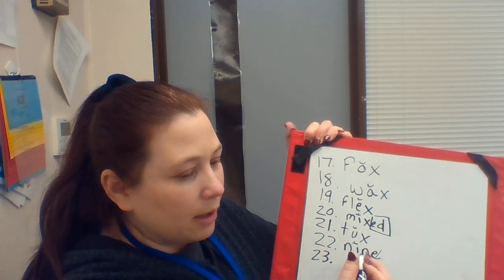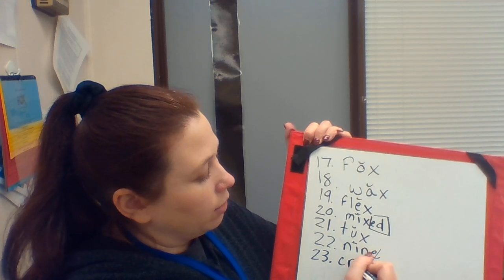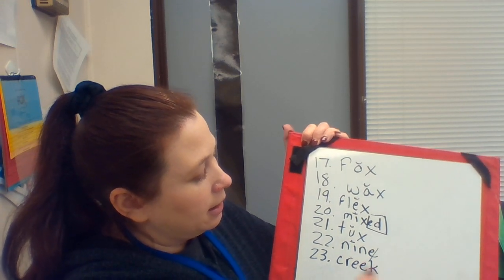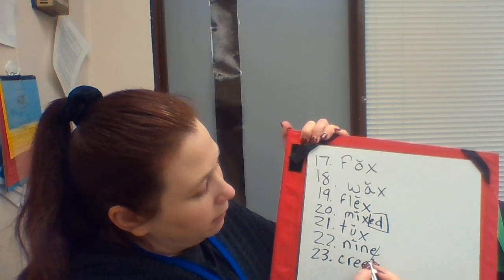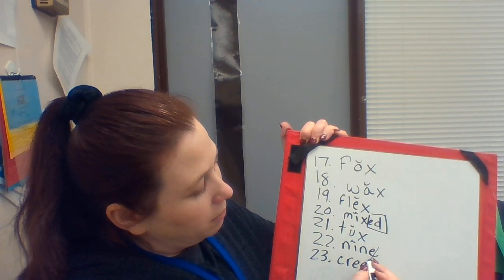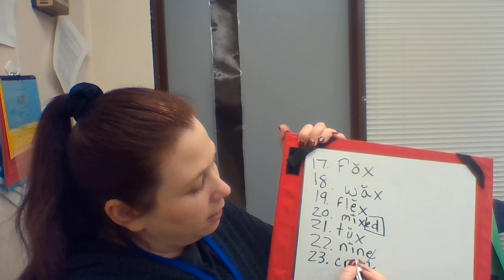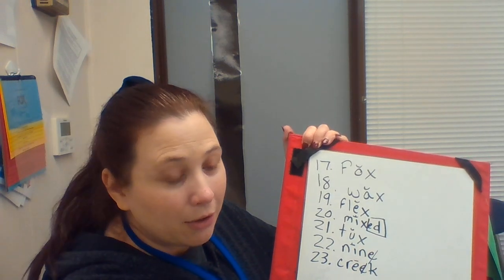Number 23. Creak. Here we have a double vowel. And the first one says its name, E. And we put a macron on top of that.